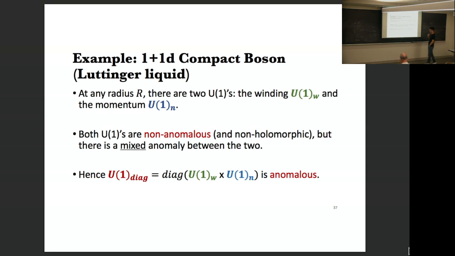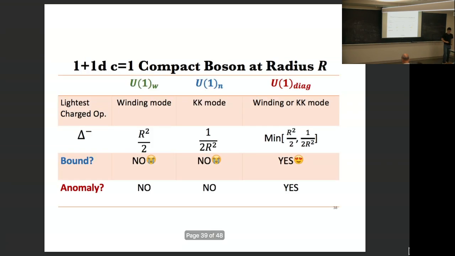When you take the radius to be the square root of a rational number, then there is a certain integral linear combination of the two U1s such that it's holomorphic. And that holomorphic U1, by definition, will be anomalous. And indeed, if you just look at the winding U1, for example, then the lightest charge operator is the lightest winding mode, which has scaling dimension R squared over 2. By making the radius arbitrarily large, the lightest mode just winds around a bigger and bigger circle. And therefore, there's no possible bound on the lightest charge operator with respect to the U1 winding number. That's consistent with the previous observation, because the U1 winding number has no anomaly. So we do not get a bound in this case, and there's no anomaly.